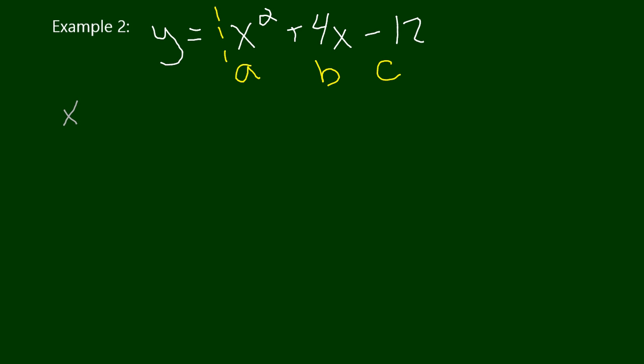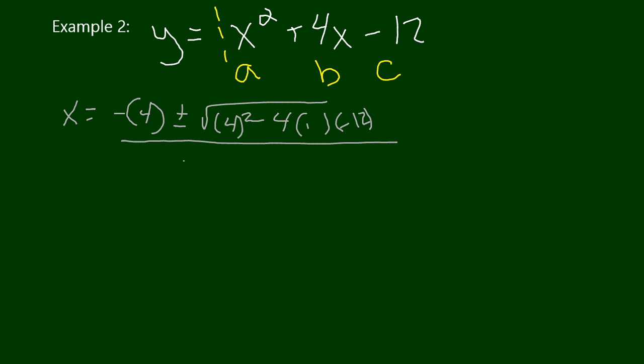X equals negative B, which is 4, plus or minus the square root of B squared minus 4AC. My A is 1 and my C is negative 12, and all of that is over 2A. So again, we're going to simplify it piece by piece.